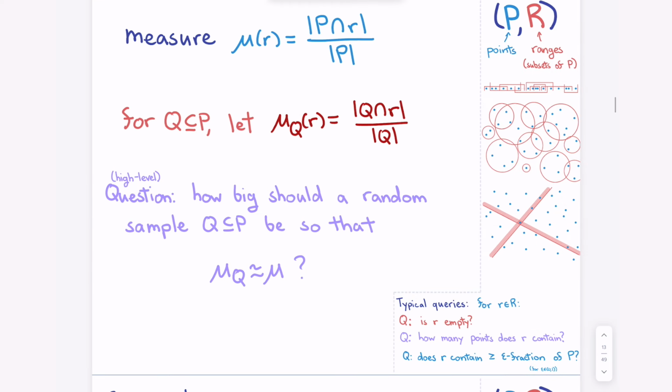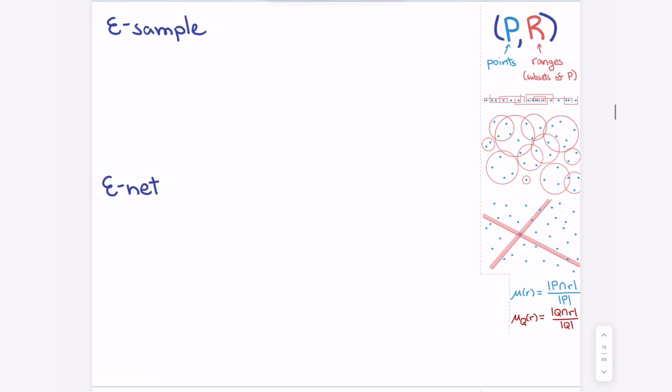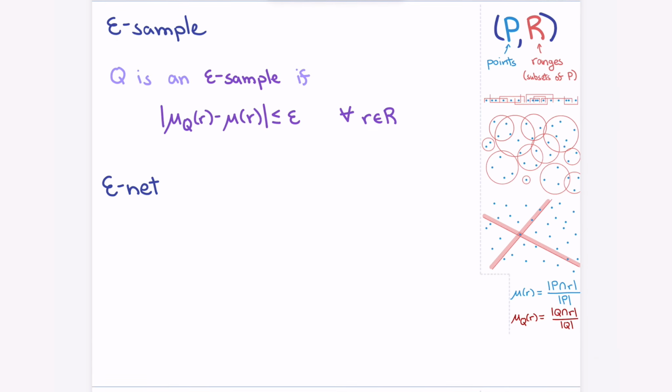What are some natural ways to try to define similarity? Yeah, so that will be an epsilon sample, and this will be for all ranges simultaneously. We'll say that Q is an epsilon sample if that percentage value is within epsilon for every range, and it's the for every that we're going to have to work hard to achieve.